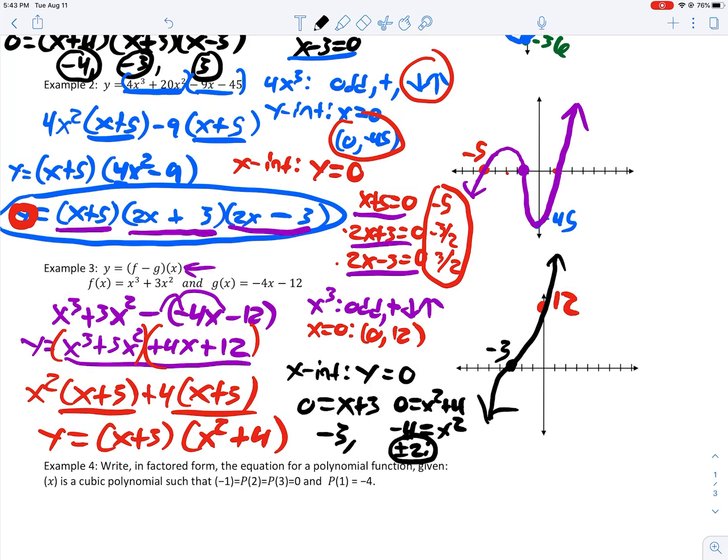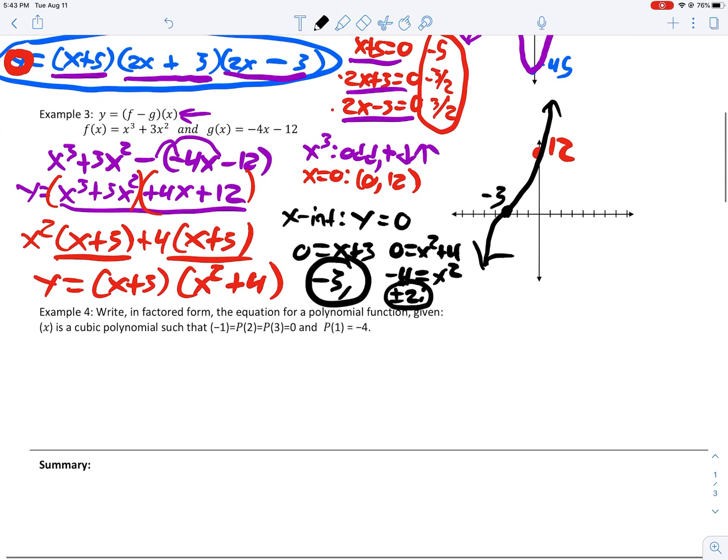So the roots, the zeros, are negative 3 plus or minus 2i. It only has one x-intercept because you only have one real number. Now, that won't happen too often for our graphs, right? But it is a possibility.